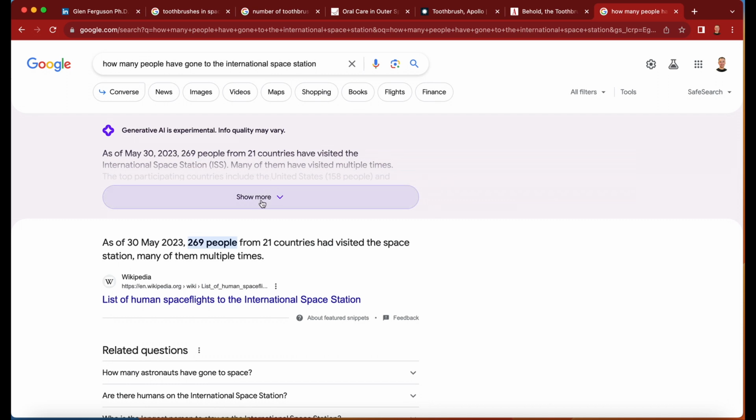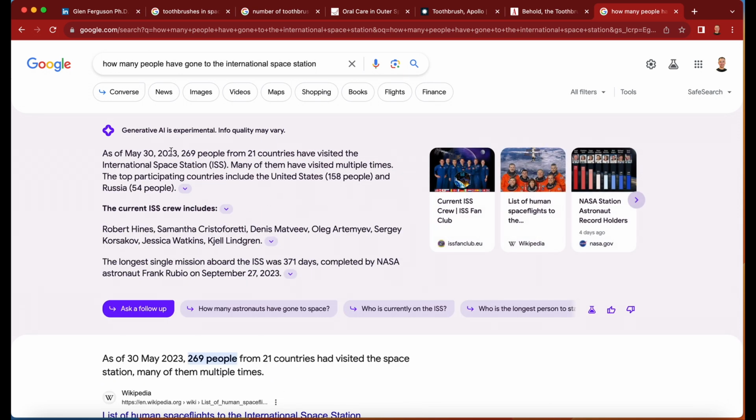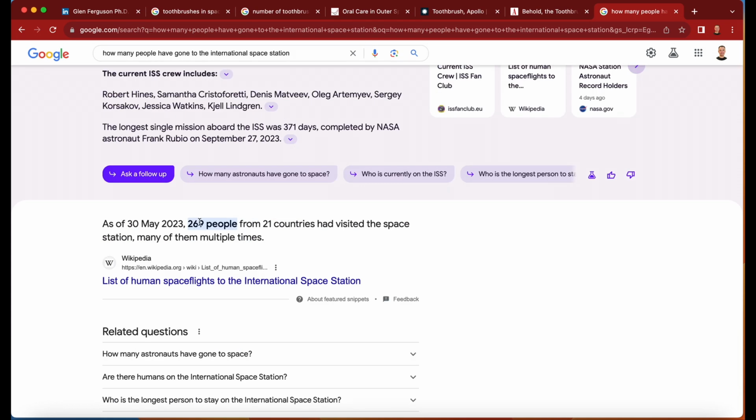Oh, this is neat. I've got our generative AI piece here. Looks like this is pulling from Wikipedia. Yeah, here we go, Wikipedia. 269 people. Nice. So 269 people. Okay, cool. So we've got that number.